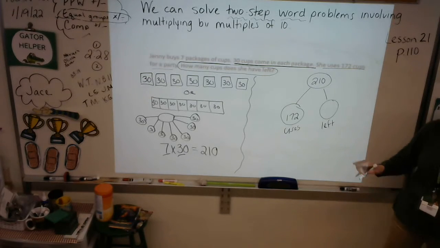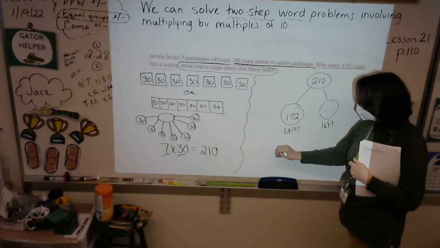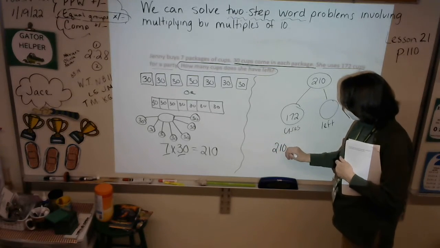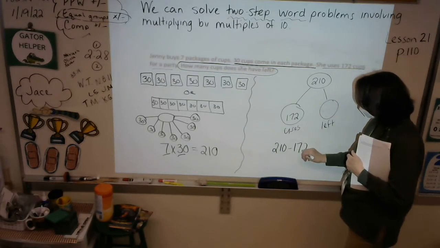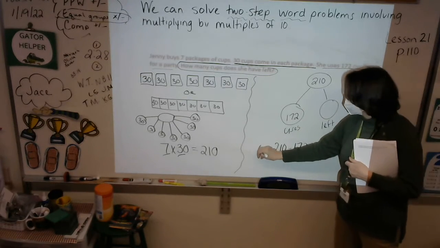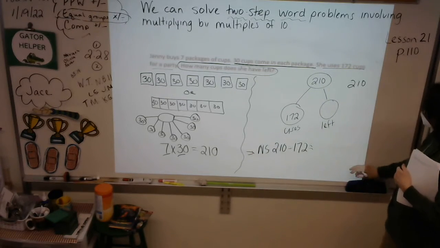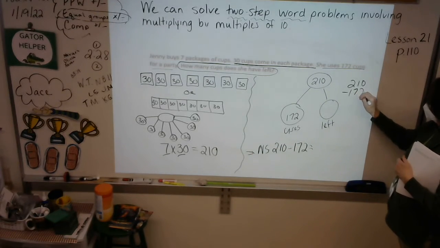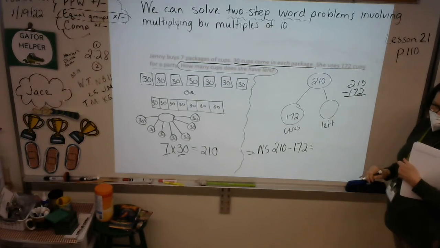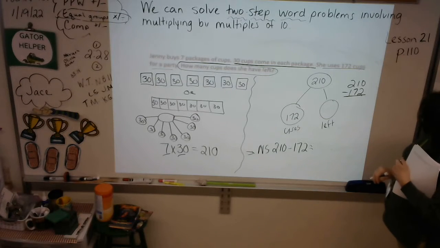Hopefully everybody knows. You have the whole, you have one part. What number sentence will you write, Marcy? 210 minus 172. Very good. You can show your algorithm, but you do need this number sentence. This is really important. Make sure you do that. 210 minus 172. What'd you get? What'd you get?